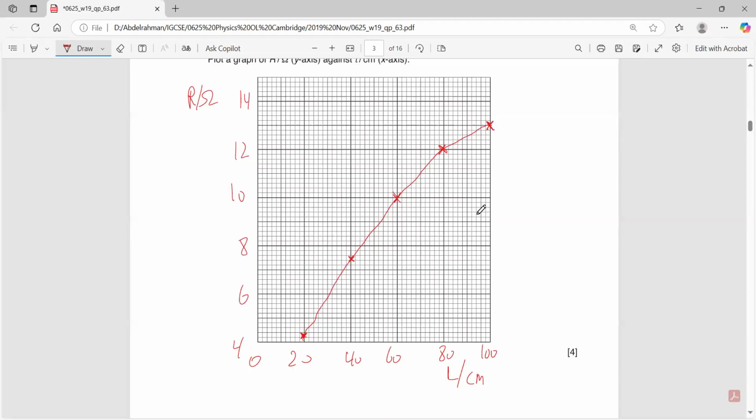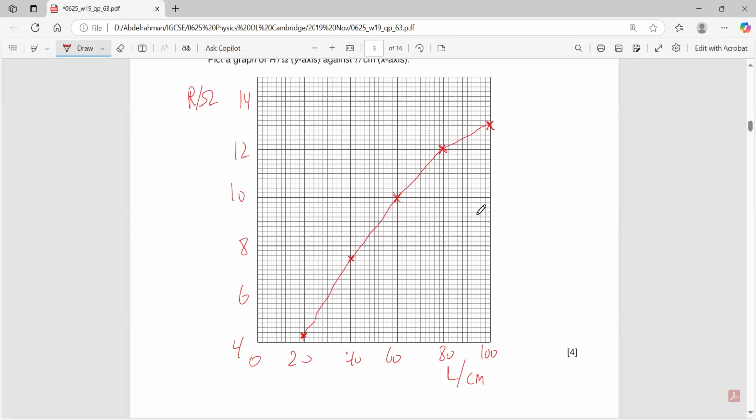If we take a look at the graph, as the length increases, the resistance increases. He said that the lamp becomes brighter, and this is not just due to increasing the voltage, this is due to increasing the temperature of the lamp, because he left the lamp on for quite a while.